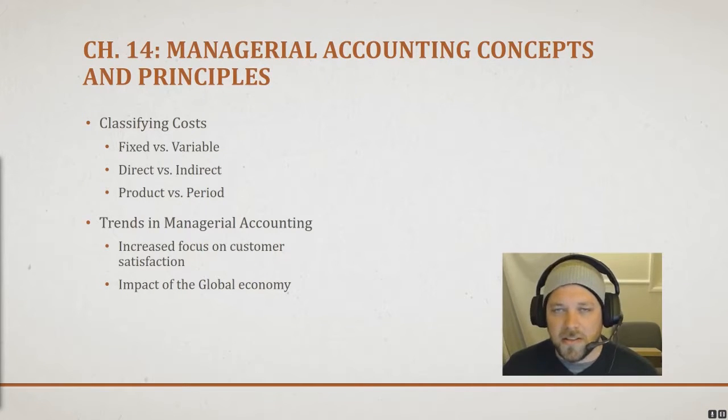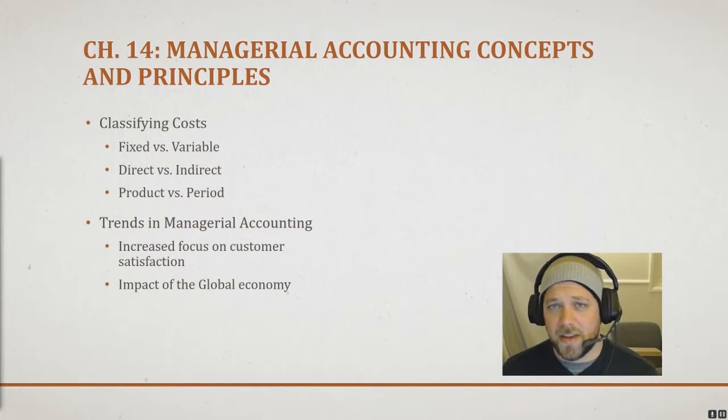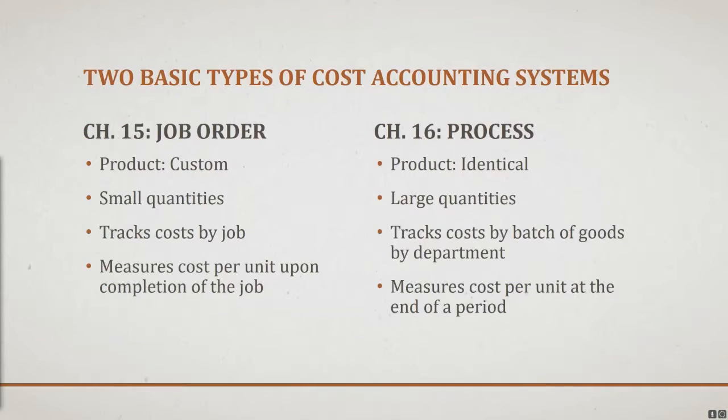We also learned about some cost classifications as well: fixed versus variable, direct versus indirect, and product versus period. Some trends in managerial accounting are increased focus on customer satisfaction and a focus on the impact of the global economy. In chapters 15 and 16, we look at the 2 basic types of cost accounting systems.